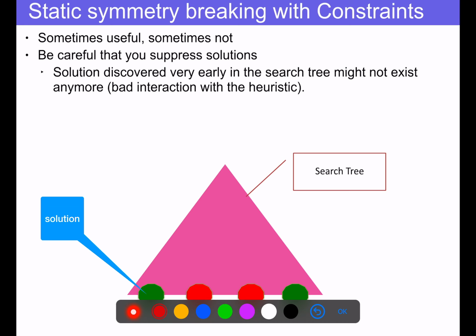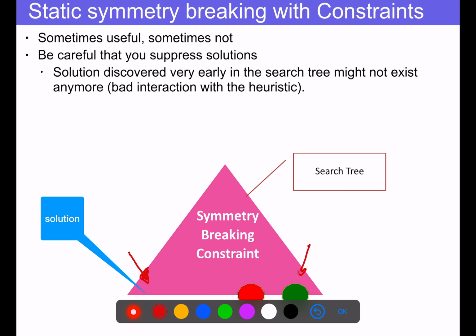There is one drawback with static breaking of the symmetries with constraints. The problem is that maybe you were solving an optimization problem, and the first solution that the heuristic was able to find is this one. Then you realize that there were symmetries in your model, and you add new constraints. The problem is that this previous solution that you were able to discover, because of the new addition of the constraints, has now disappeared. Okay? And the next one that you will discover is much further in the search tree.